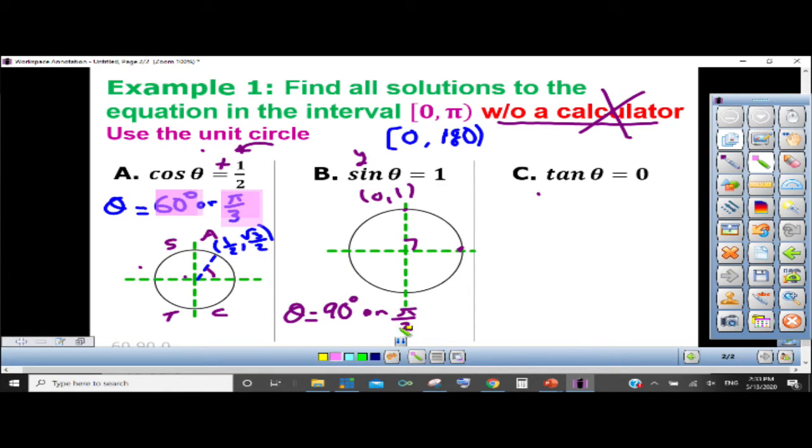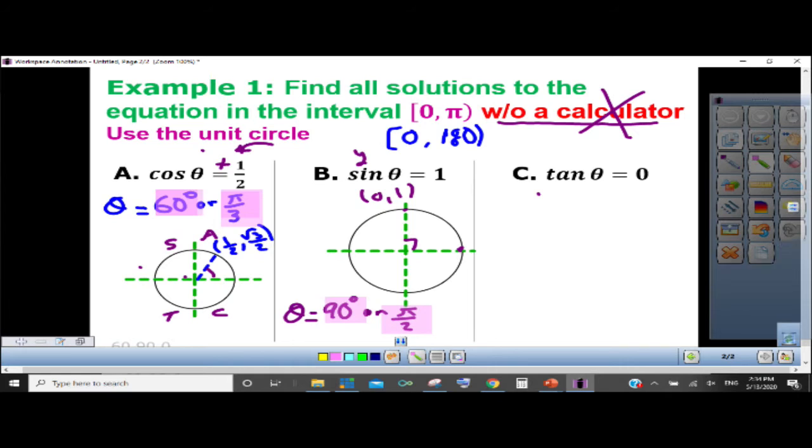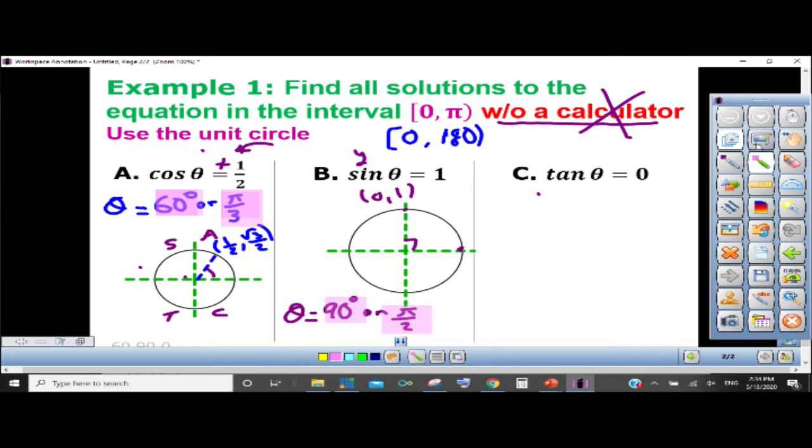It's either this or that. It's the same thing, just a different name, just like kilometers and miles, Fahrenheit and Celsius. They're just the same thing. So it's either 90 or pi over 2. All right?